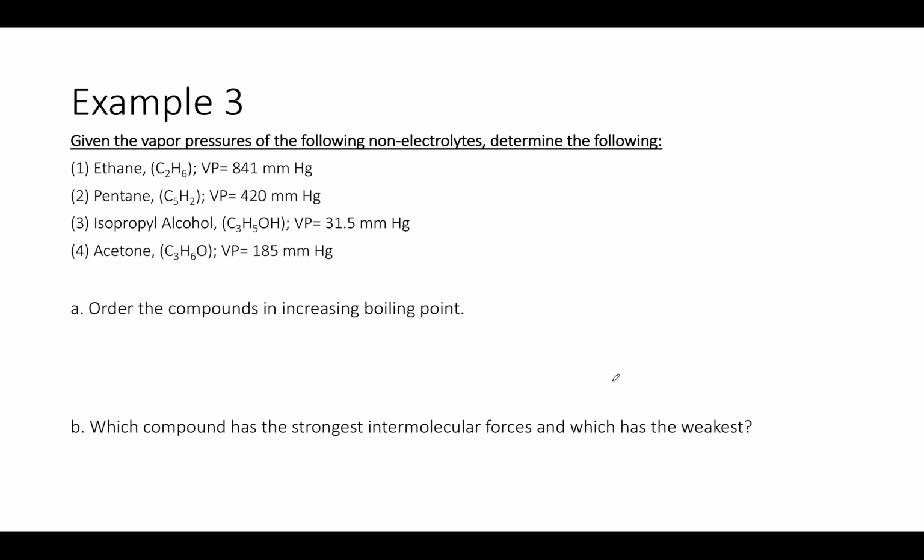Okay, this is a conceptual problem. Given the vapor pressures of the following non-electrolytes, determine the following. So we have ethane, pentane, isopropyl alcohol, and acetone, all non-electrolytes, so we can compare them accordingly. So the first thing it asks for is to order the compounds in increasing boiling point. So the compound with the highest boiling point is going to have the lowest vapor pressure.